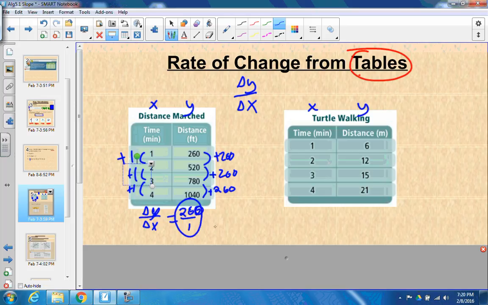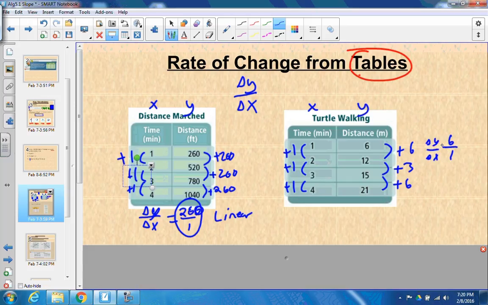Alright, let's look at this next one. So this would also be linear because it has a constant slope. Let's look at this next one. The change here would be plus 6, plus 6, plus 3, and plus 6. This is plus 1, plus 1, plus 1. So you might remember from last chapter that this would not be linear. Because the change in y over change in x would be 6 over 1, whereas this one right here would be 3 over 1. Not consistent, so it's not linear.